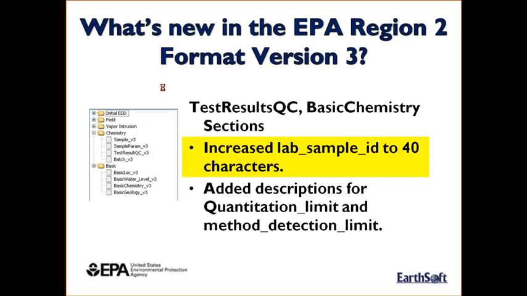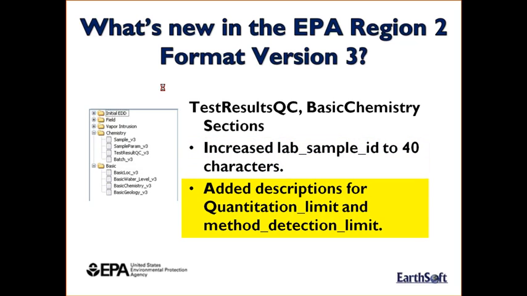Okay, so this is just saying that we've increased the lab sample ID to 40, and the descriptions for the quantitation limit and the method detection limits are now populated, and if that data is available, which we sure hope it is, that would be reported.